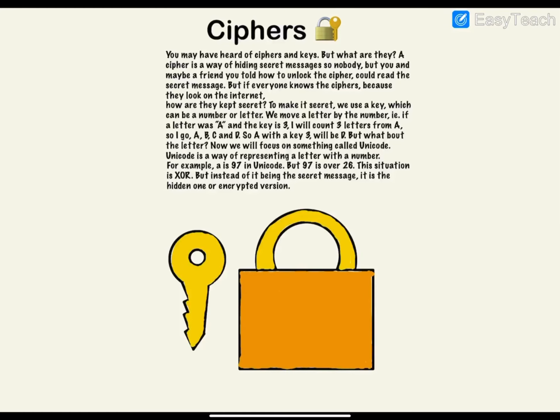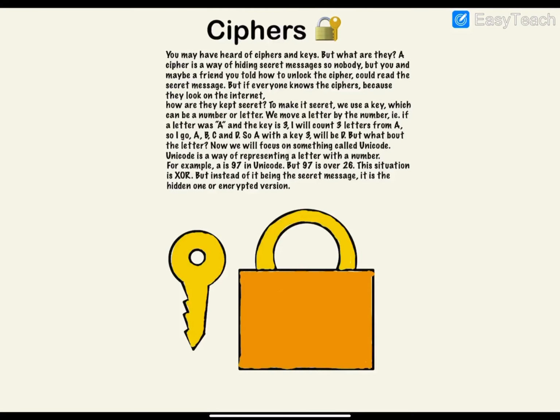A cipher is a way of hiding secret messages so nobody but you and maybe a friend you told how to unlock the cipher could read the secret message. But if everyone knows the ciphers because they looked on the internet, how are they to be kept secret? To make it secret, we use a key, which can be a number or a letter.